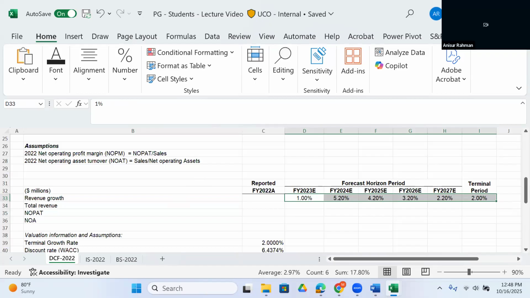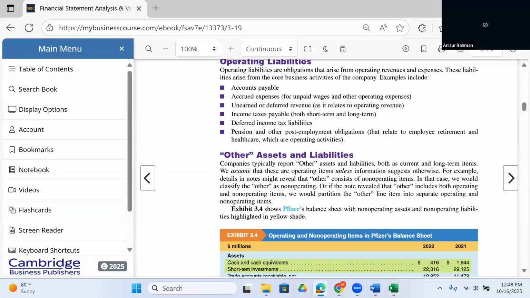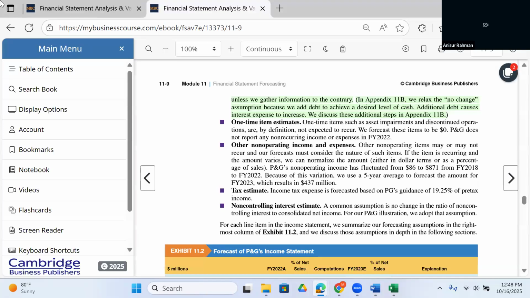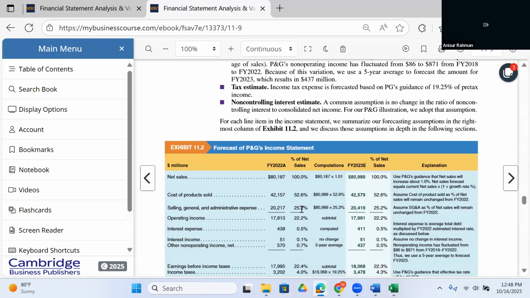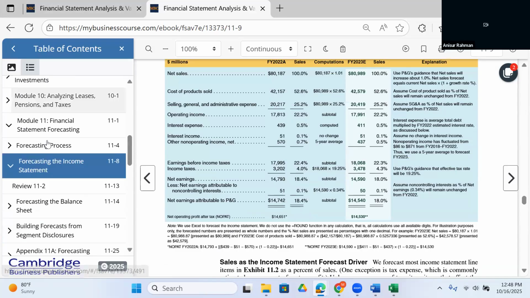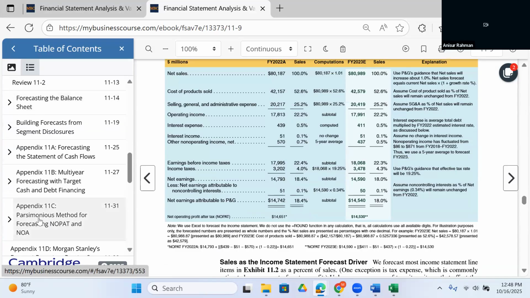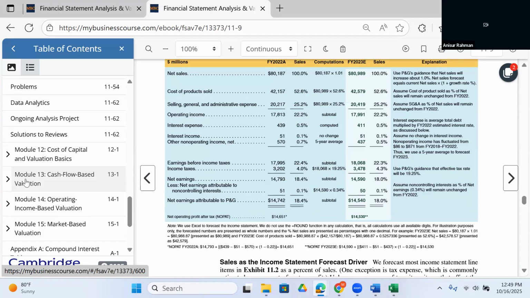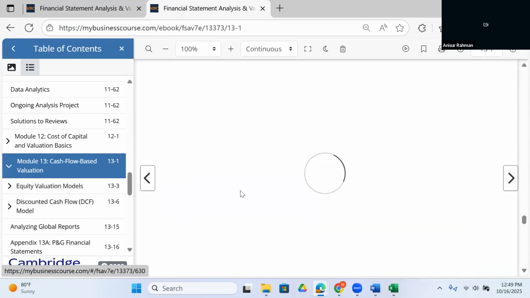Again, if you go to the textbook, on module 13, you will see, this is module 11, I'm going to module 13, where the DCF is.